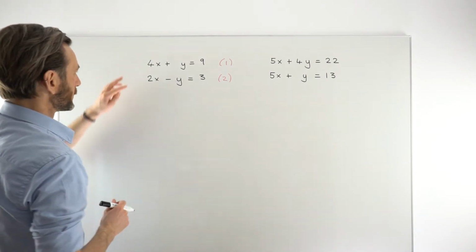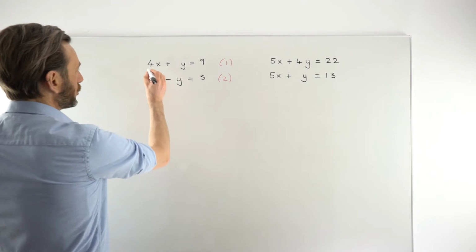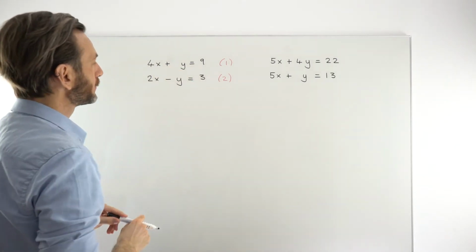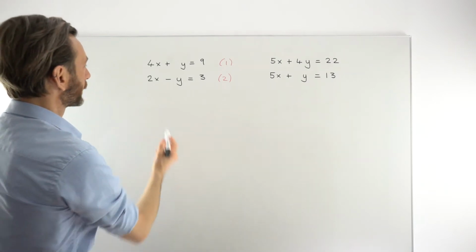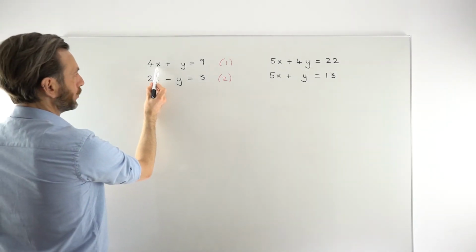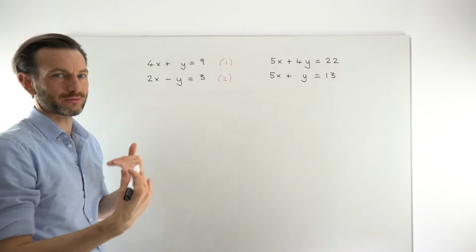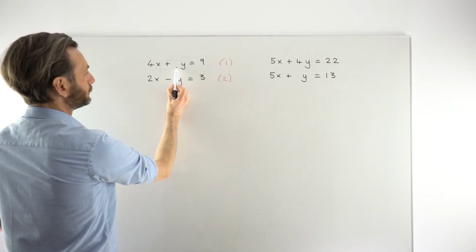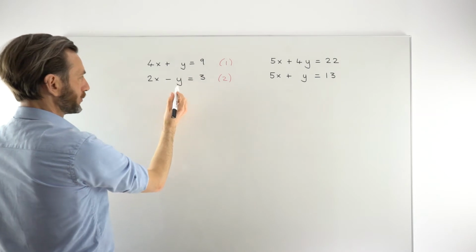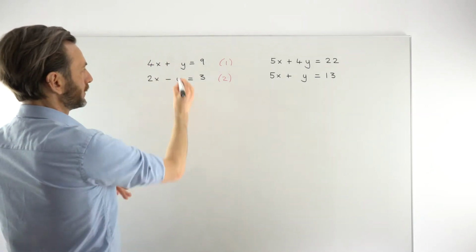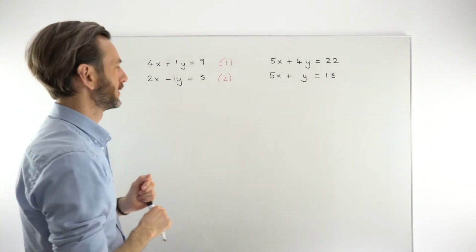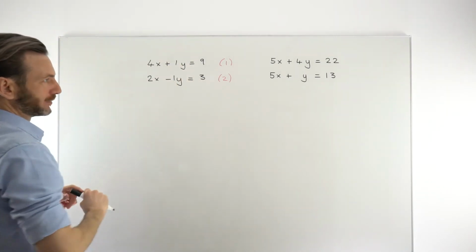What you do is look at the coefficients of the x terms and the coefficients of the y terms, and you're looking for one which is matched up. Here we've got a 4 over the x and a 2, so they're different. They're not matched up. Here with the y, we've got a plus 1y and a minus 1y. Ignoring the plus and the minus, these are both 1s, so they are matched up. It's the ones that are matched up that we're interested in.